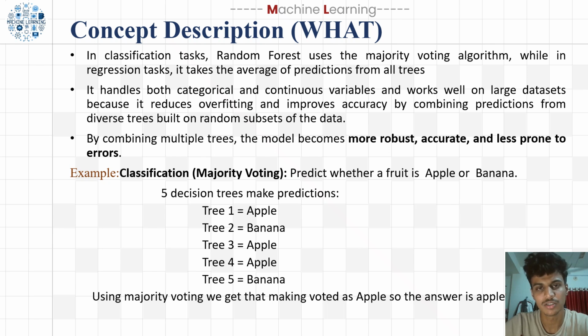For example, imagine we want to classify a fruit as apple or banana, and we are using five decision trees. If three predict apple and two predict banana, then by majority voting, the final answer is apple. This simple mechanism makes the model both robust and accurate.